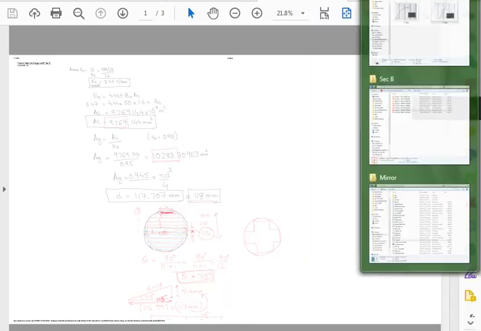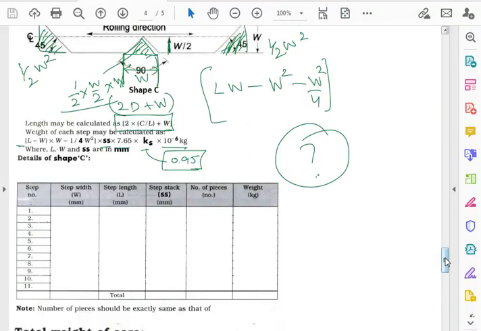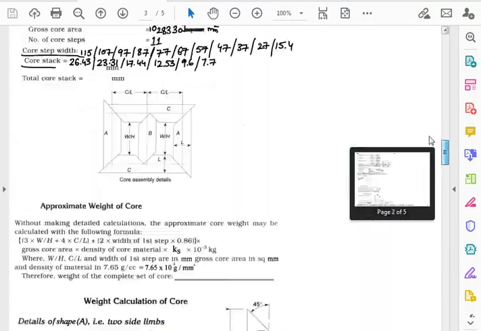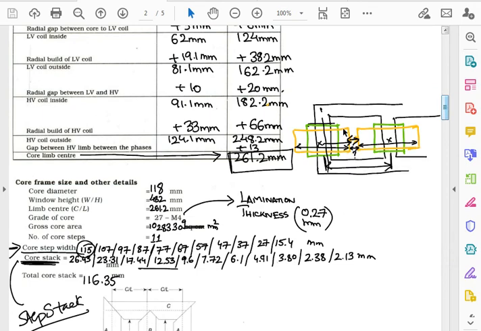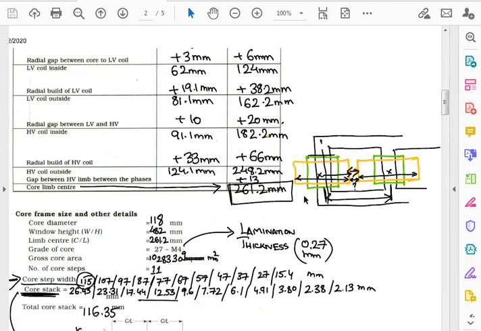Just let me find out the lecture number 8 actually. We have done this previously just now in the very start. This was our table. For those who are still having no idea what I am talking about, actually this is this. So what is the diameter of the low voltage coil? 124. Please write it down. So this is available.